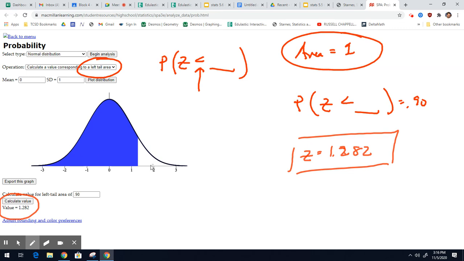So again, if you remember our picture, I had put the z somewhere here. That's the z we're looking for. And again, this area is 0.90.